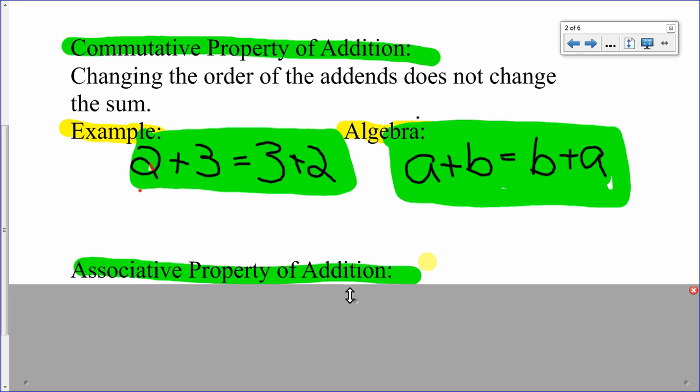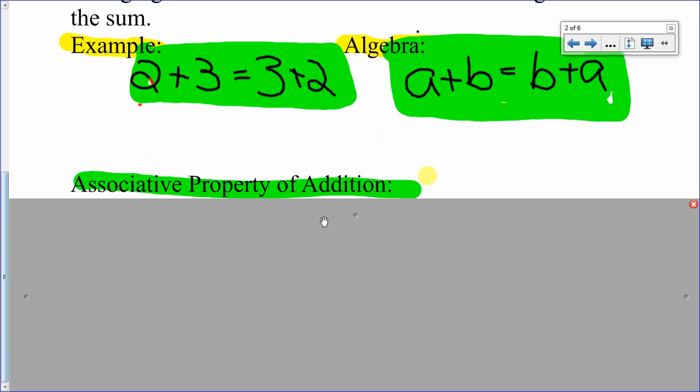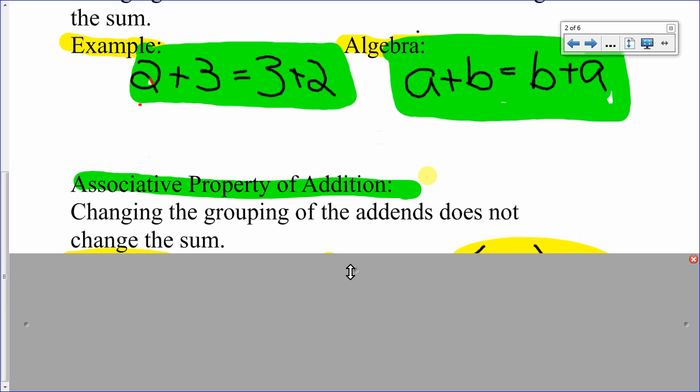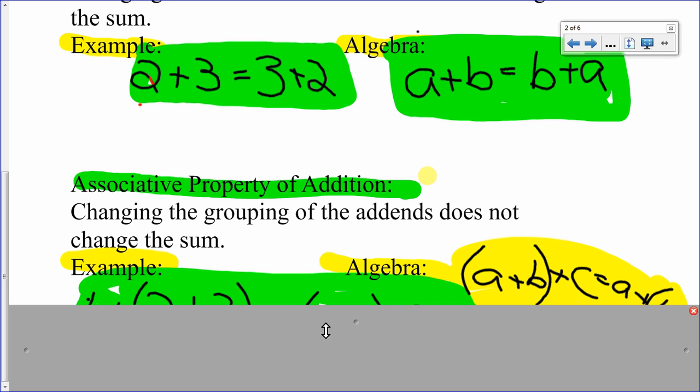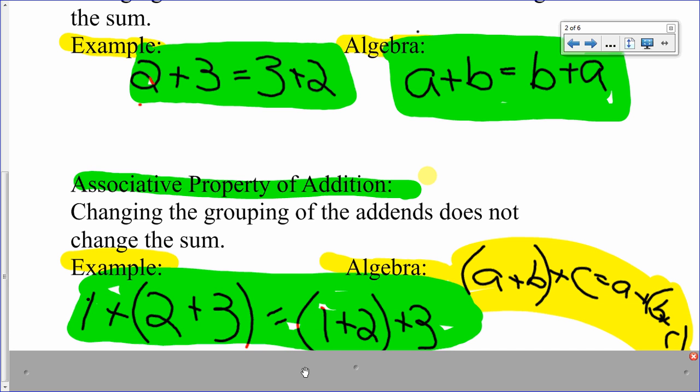The next property is the associative property of addition. And that states that changing the grouping of the addends does not change the sum. So we can have (1 plus 2) plus 3, and it's going to be equal to 1 plus (2 plus 3). Notice the only thing that moves is the parentheses. The order stays the same.